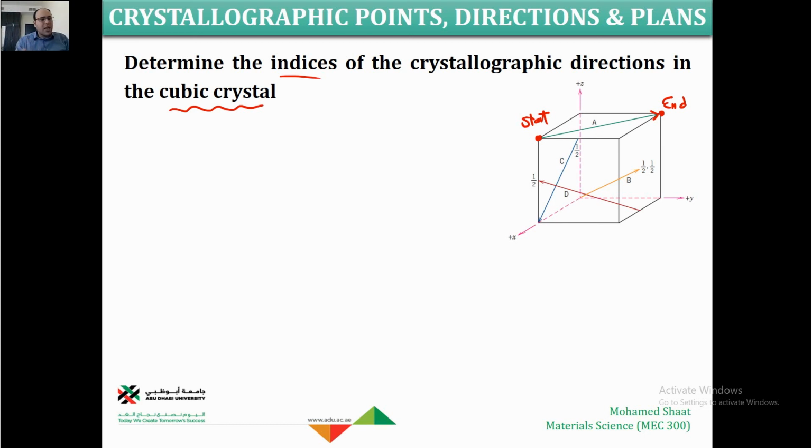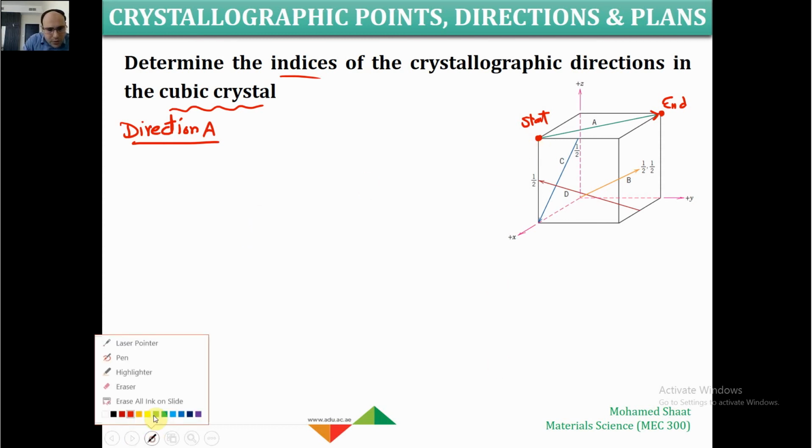So what does this mean? This means that it is fine to define a crystallographic direction for any vector between any 2 points, even if none of these 2 points is an origin point or 0 point of this unit cell. Like vector A. So for direction A, what should be the crystallographic direction? So you're going to start moving from the start point.